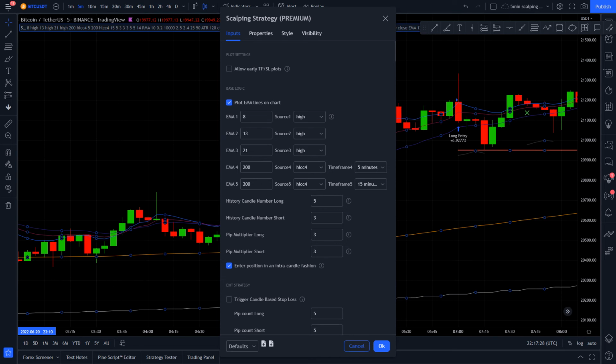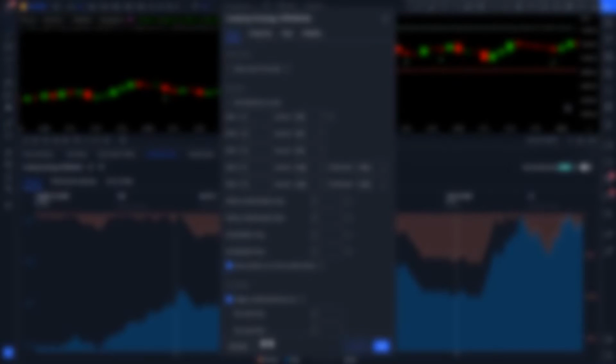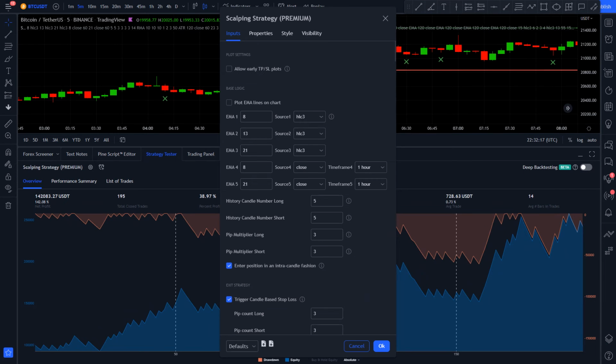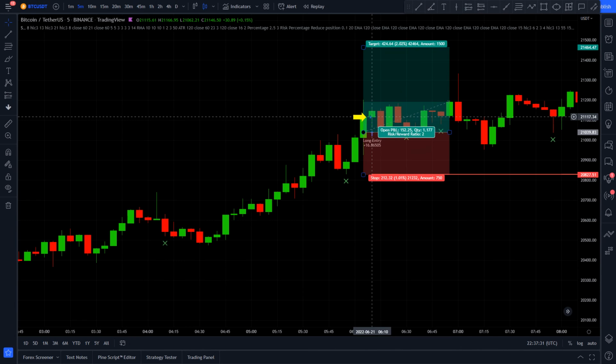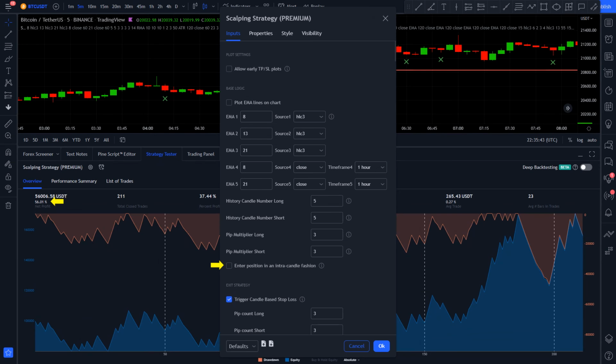Right under those, David or Coder made it possible to enter into a position inside a candle, not only on the open of the next candle. This is essential for this strategy to have a solid risk-to-reward ratio. Currently, with the intra-candle entry enabled, we have a 200% net profit on Bitcoin USDT chart, but if I turn this function off, the strategy only enters into a position on the next candle open, and as a result, the total net profit has decreased from 200 to around 50%, which is a huge difference.